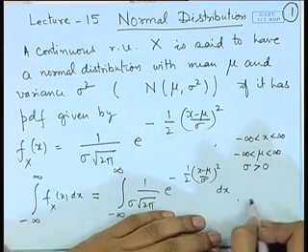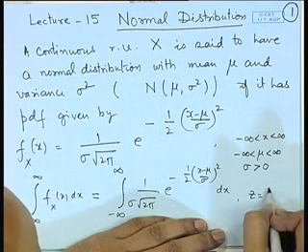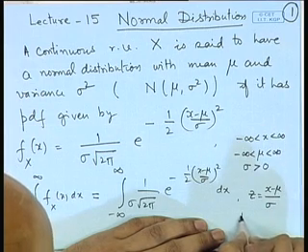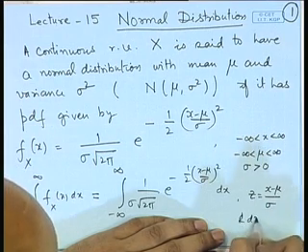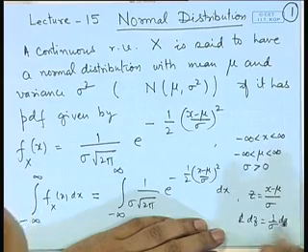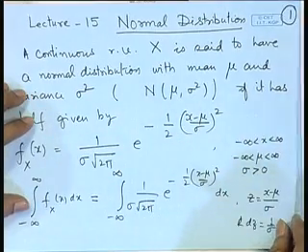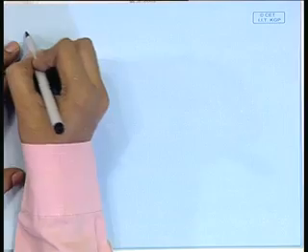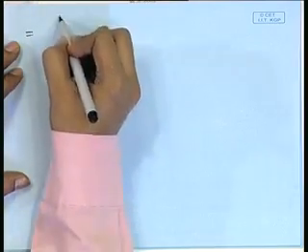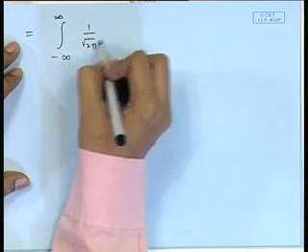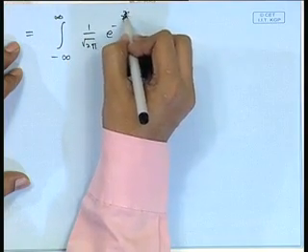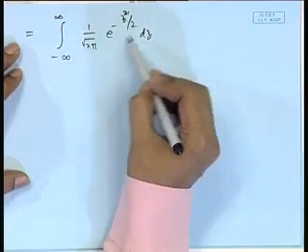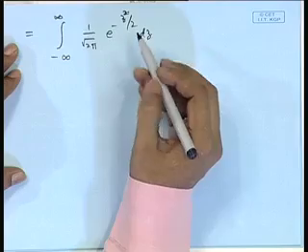Let us make the transformation here. Say z is equal to (x minus mu) by sigma, so dz will become equal to 1 by sigma dx. This is a one-to-one transformation over the range of the variable x. Therefore, this integral reduces to the integral from minus infinity to infinity of 1 by root 2 pi e to the power minus z square by 2 dz. This 1 by root 2 pi e to the power minus z square by 2 is also known as the error function.